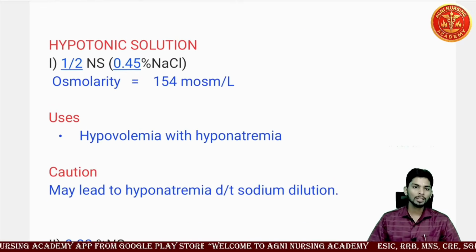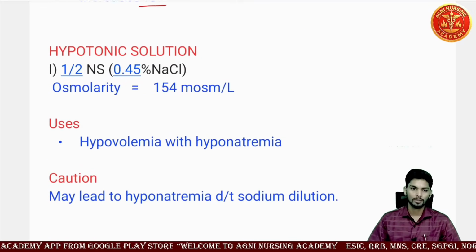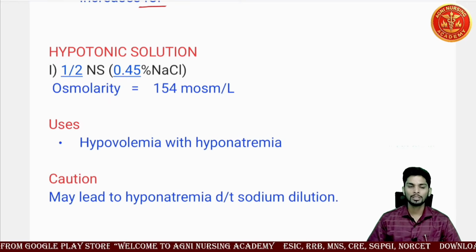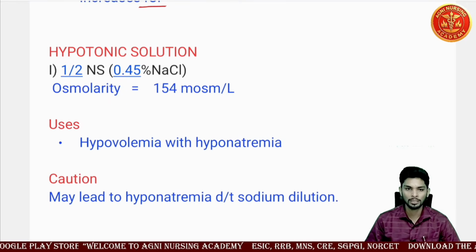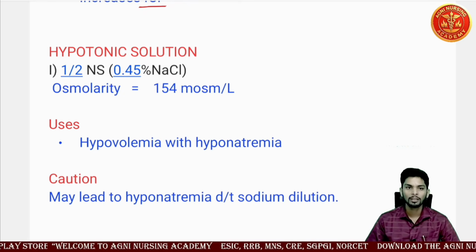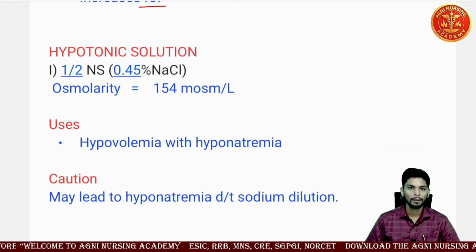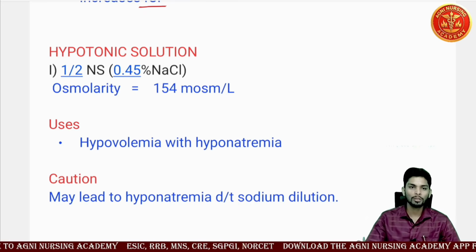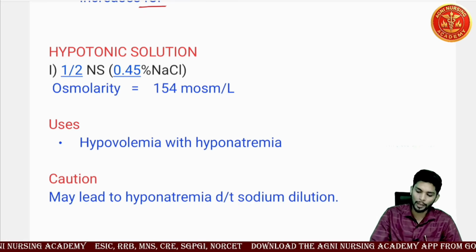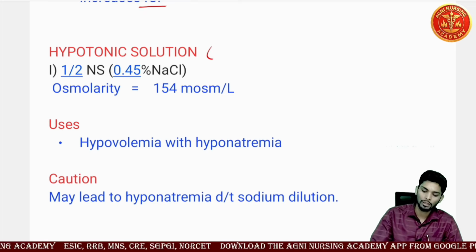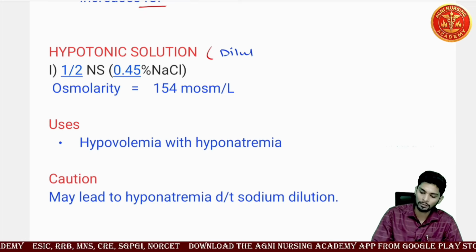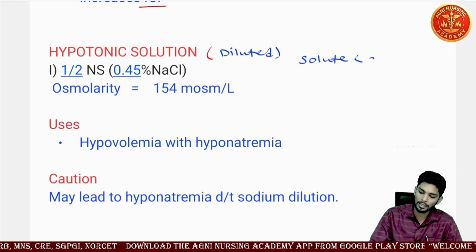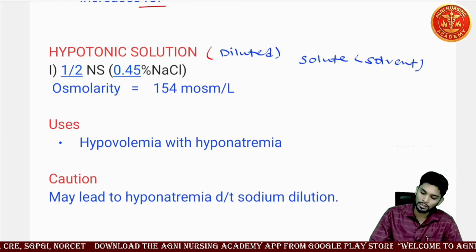Now the next type of solution is hypotonic solution. First was isotonic solution. We learned normal saline, 0.9% solution. Second one is ringer lactate. Third one is 5% dextrose. Now the next category is hypotonic solution. In that, the tonicity of the solution will be low. Hypotonic solution is also known as diluted solution. In that, the concentration of solute is less than the concentration of solvent. We already learned these things.